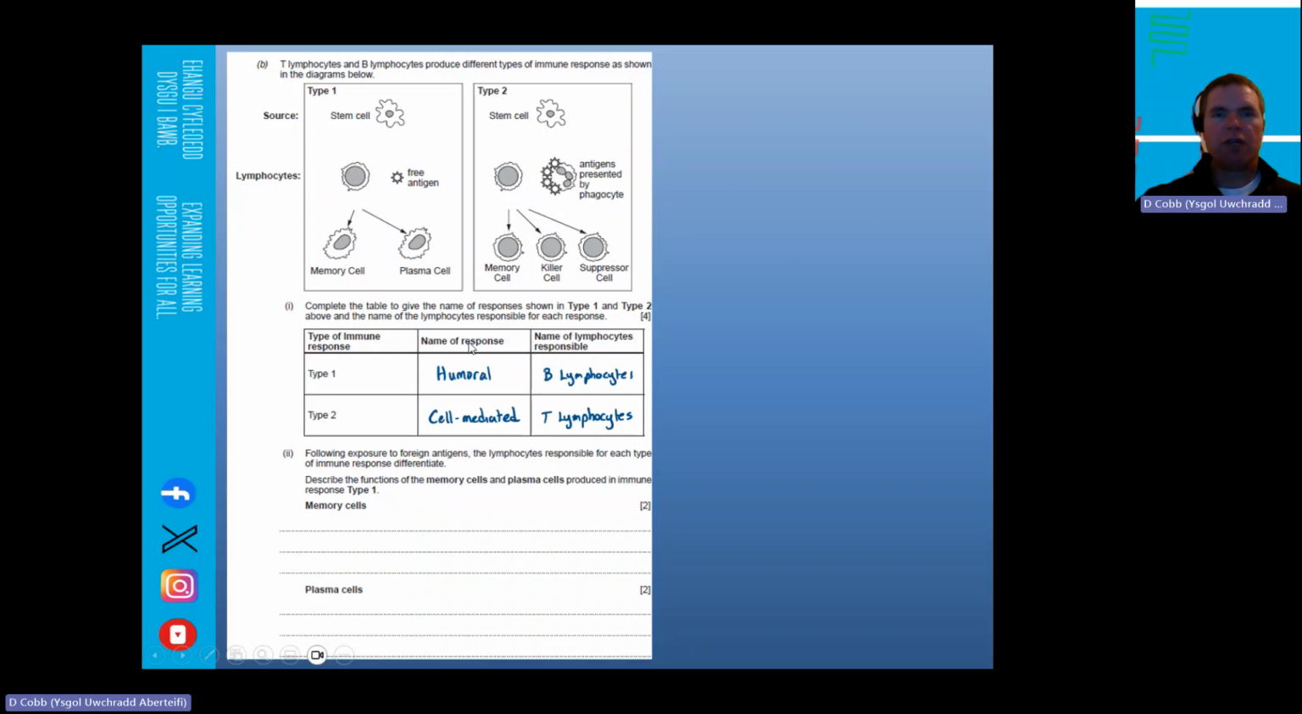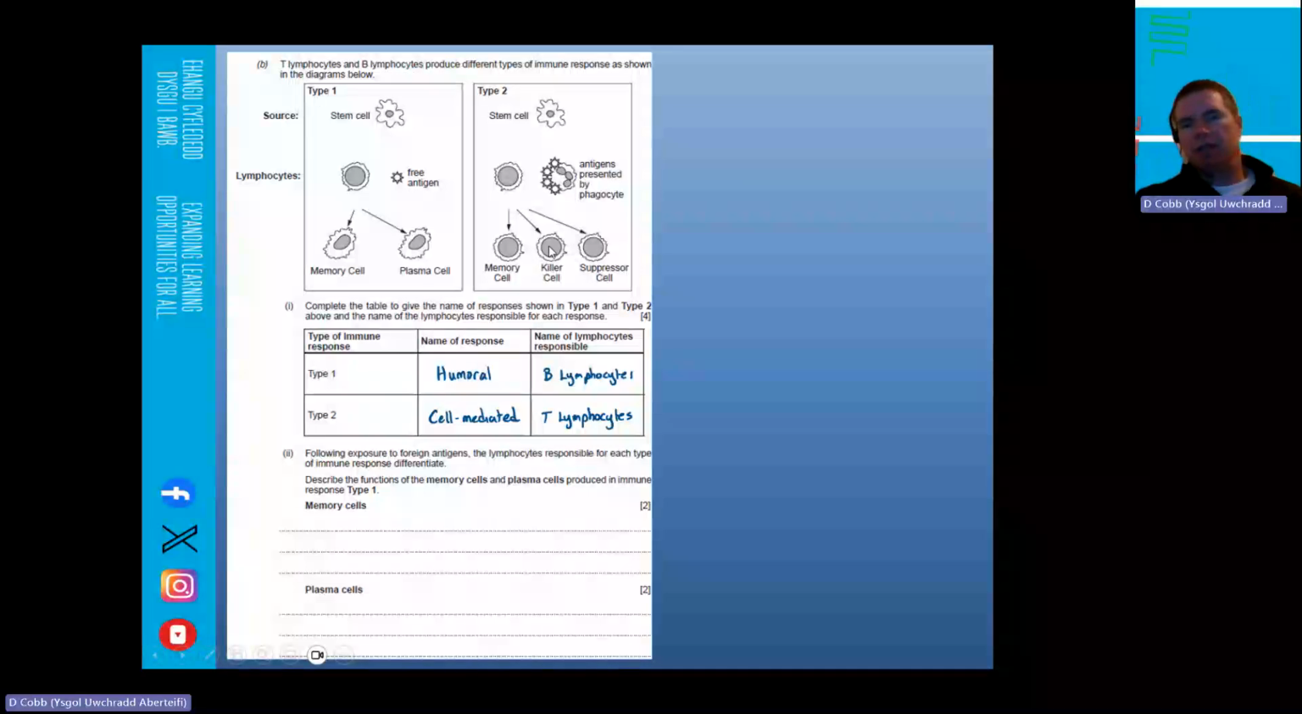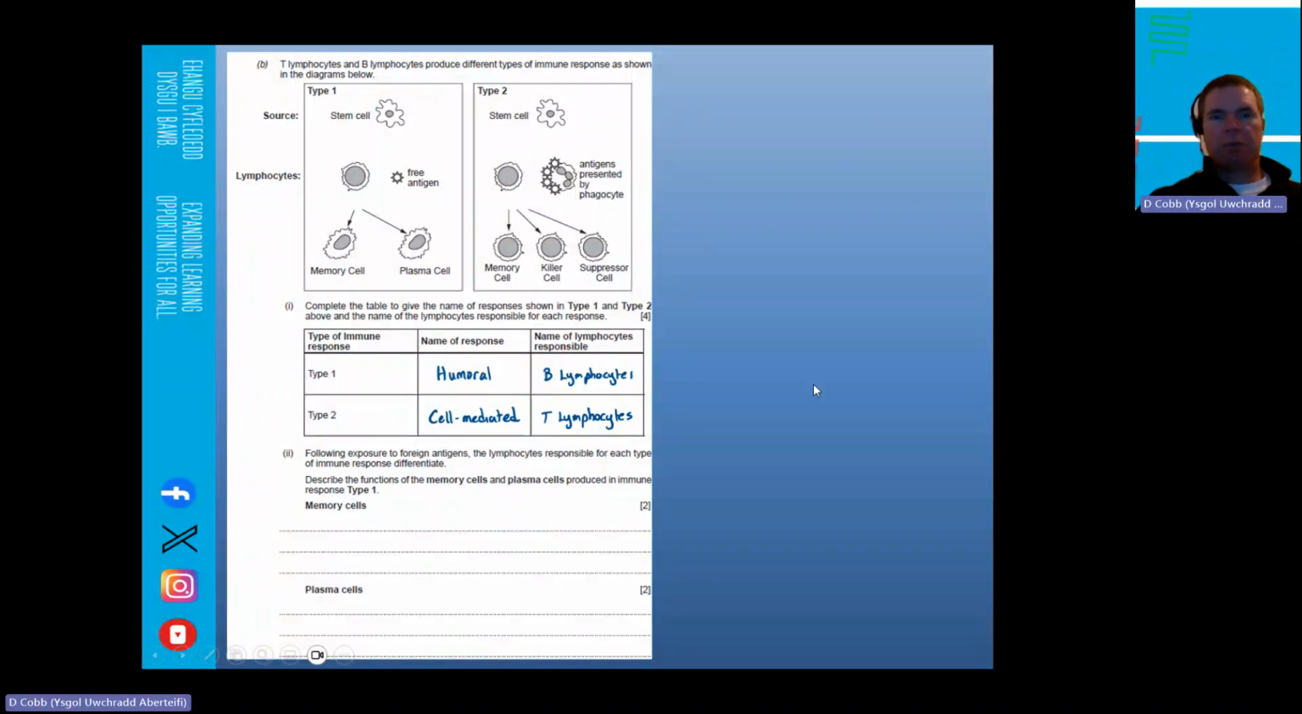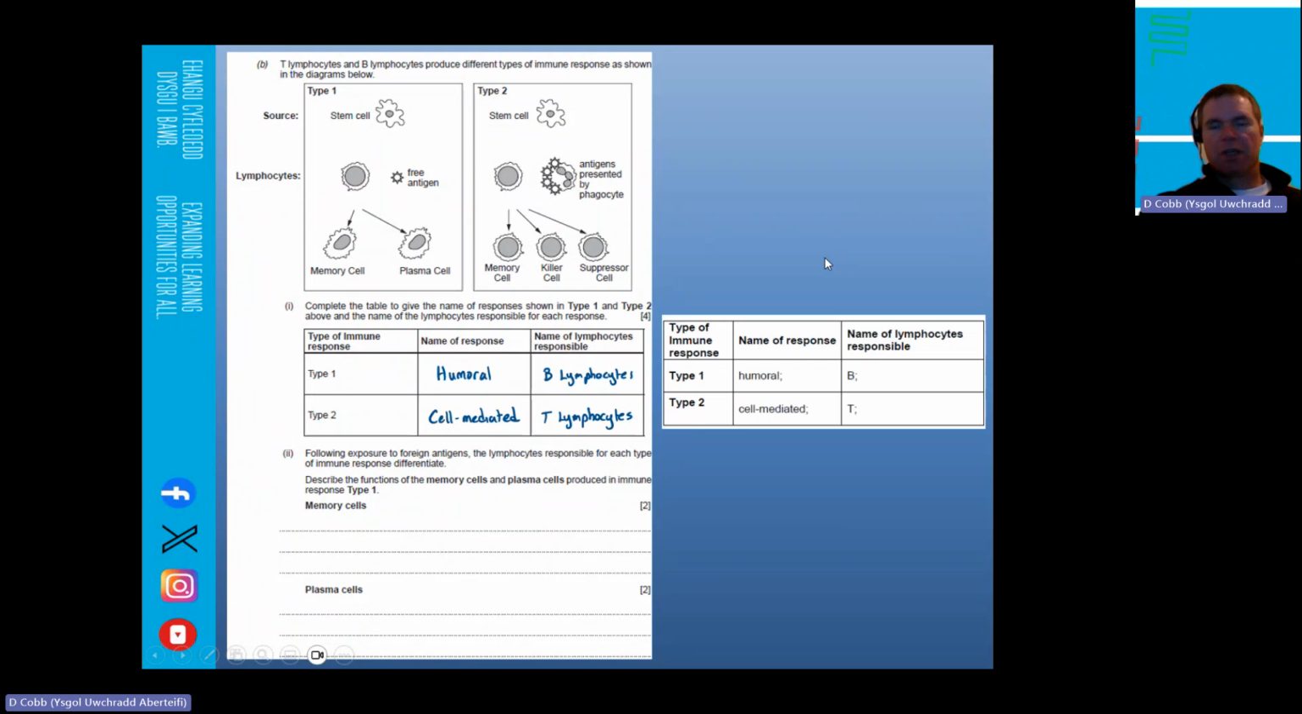Type 1 is humoral. How do I know? It's because it's producing memory cells and plasma cells. The memory cells isn't a giveaway, is it? But the plasma cells is. And I know that humoral involves the B lymphocytes. And type 2 then is cell mediated. Well, it's the other one, so I know I have to say that. What's the giveaway here? It's got killer cells, suppressor cells. It doesn't mention T helper cells here, but it can only be the cell mediated response, and that's T lymphocytes. So there's the mark scheme, very straightforward. I'm giving myself 4 marks there.